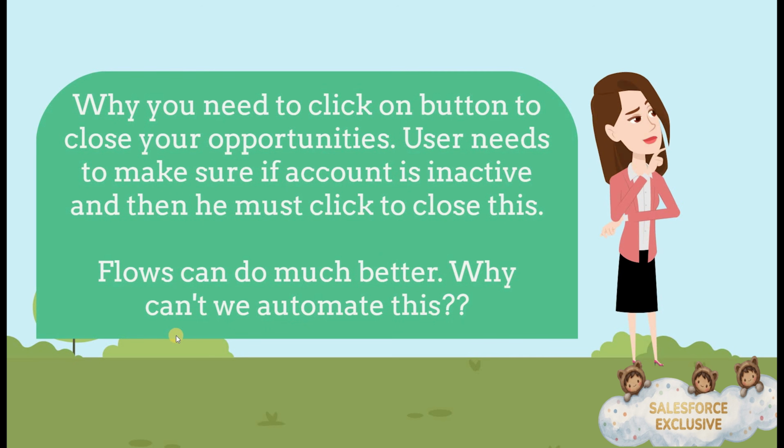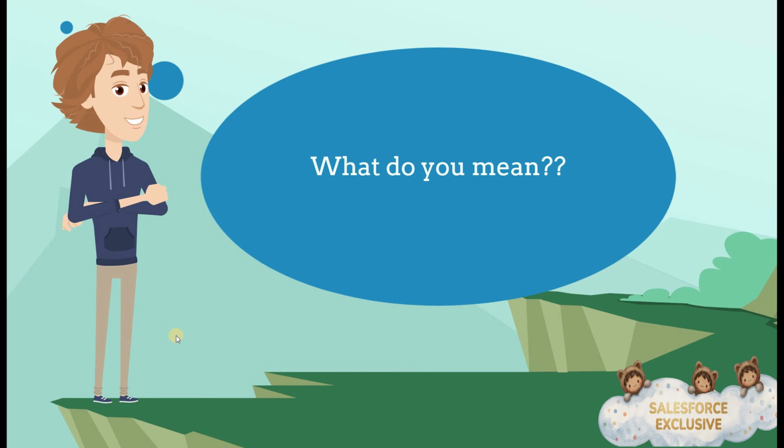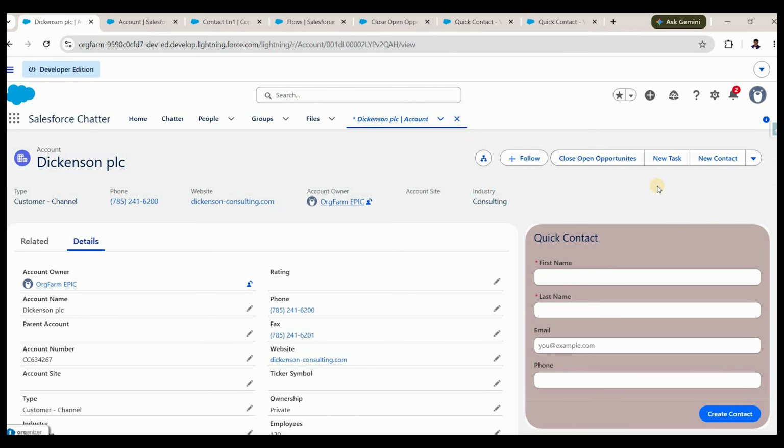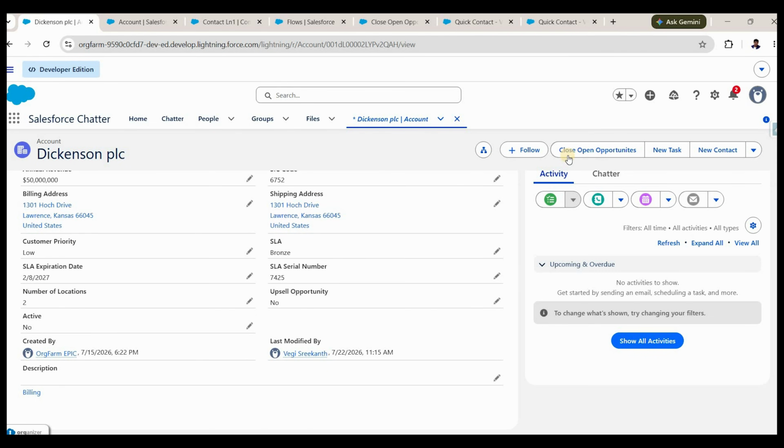But I have a doubt. Why do you need to click a button to close your opportunities? The user needs to make sure the account is inactive and then must click to close this. Flow can do much better. Why can't we automate this? What do you mean? I mean, why can't we automatically call this flow as soon as the user changes active to no? Which means this button click step will be completely removed. You change this active status from yes to no, and this flow will be automatically called, and that flow will update the open opportunities to closed lost.